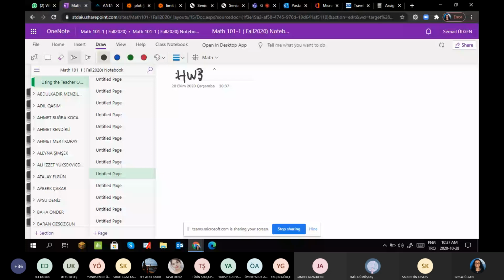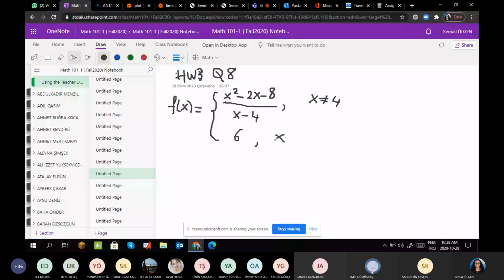Okay, so let's write the question here. f of x is equal to, it's a piecewise function. Look, it has two pieces. x squared minus 2x minus 8 over x minus 4, when x is not 4, and it is 6 whenever x is 4.